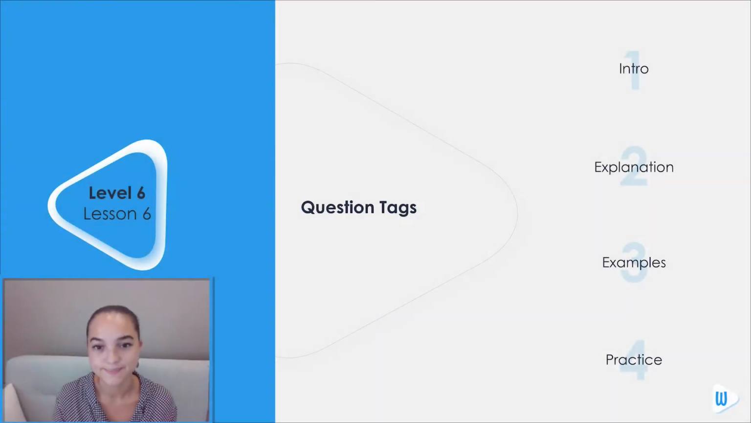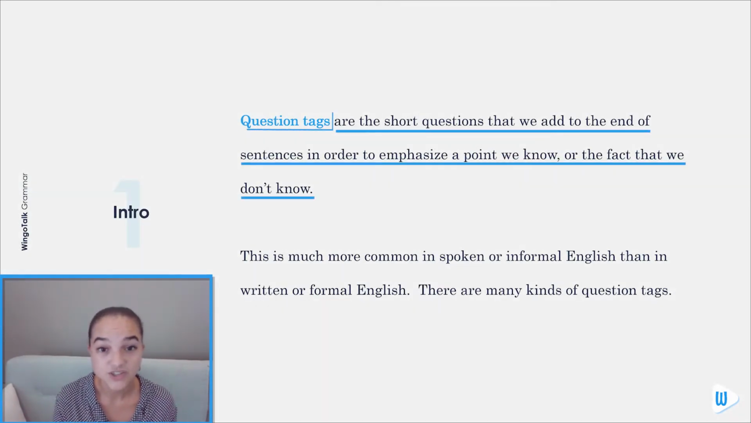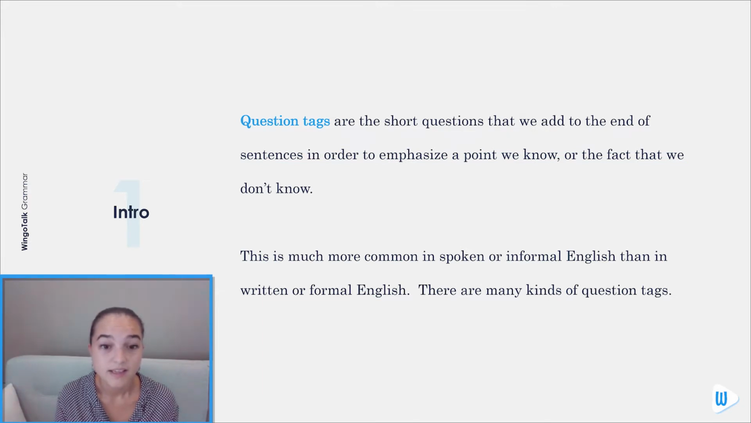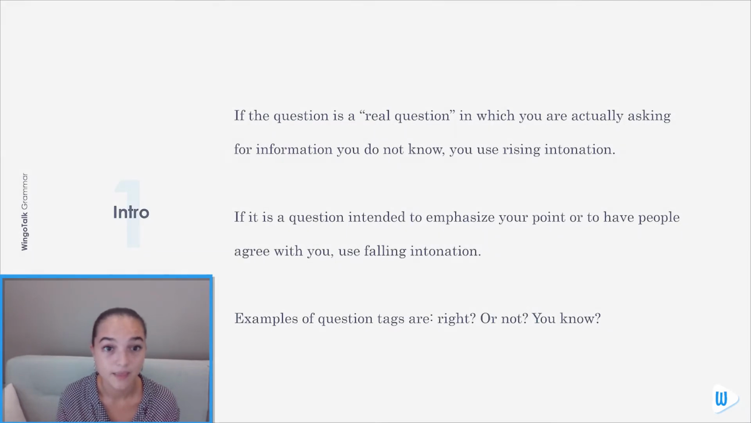Question tags. Question tags are the short questions that we add to the end of sentences in order to emphasize a point we know, or the fact that we don't know. This is much more common in spoken or informal English than in written or formal English. There are many kinds of question tags.